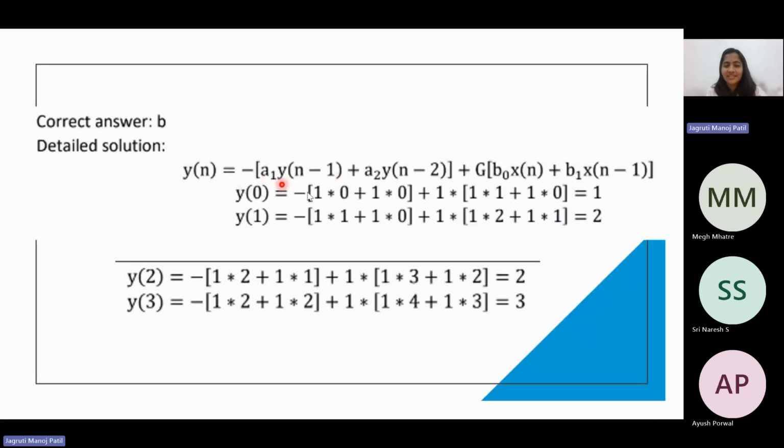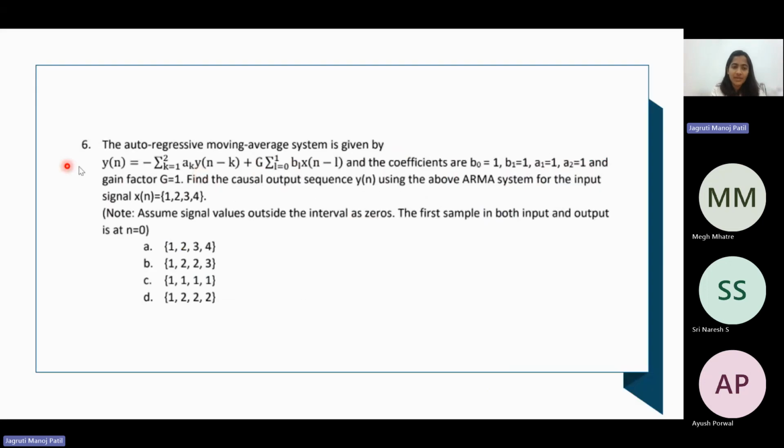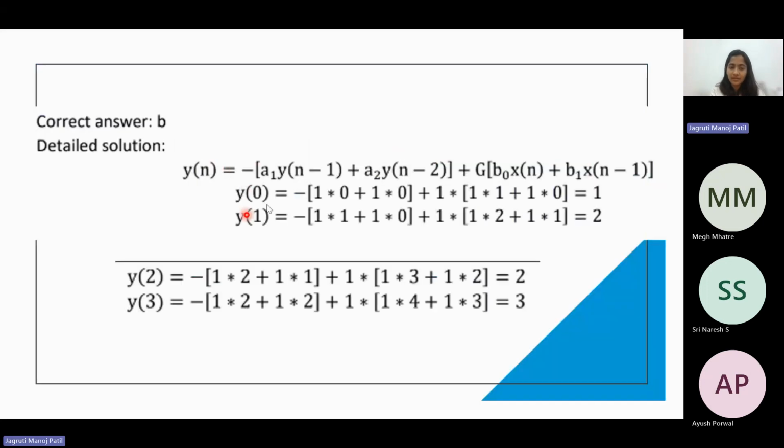If you have this additional sequence, just split it up as negative of a1 times y of n minus 1, a2 times y of n minus 2, and then similarly your next sequence is b0 times x of n plus b1 times x of n minus 1. So for y of n, this part can be written as y of 0 and y of 1. Now add the values accordingly there. Then for y of 1 we have, y of 2 we have, y of 3 we have. Try digesting this for some time.